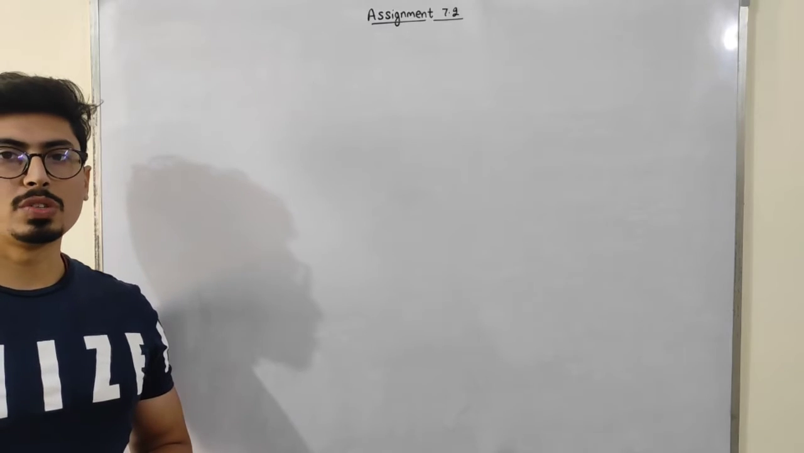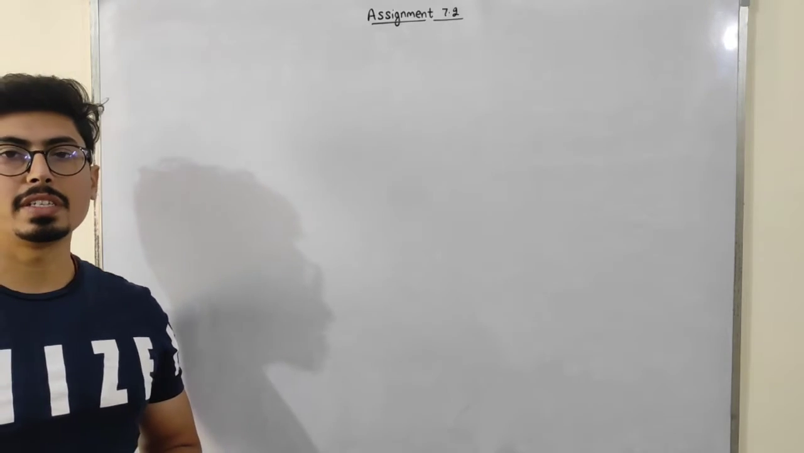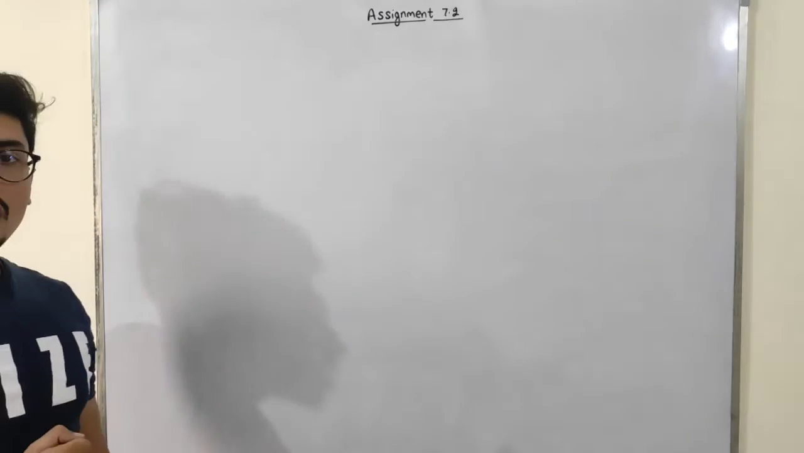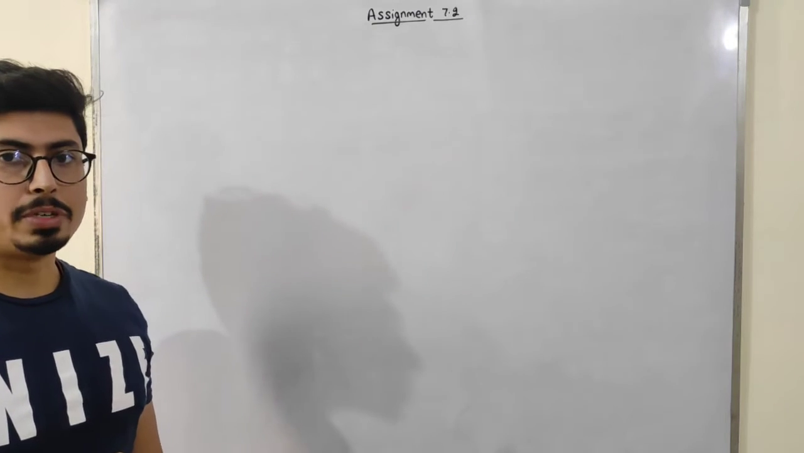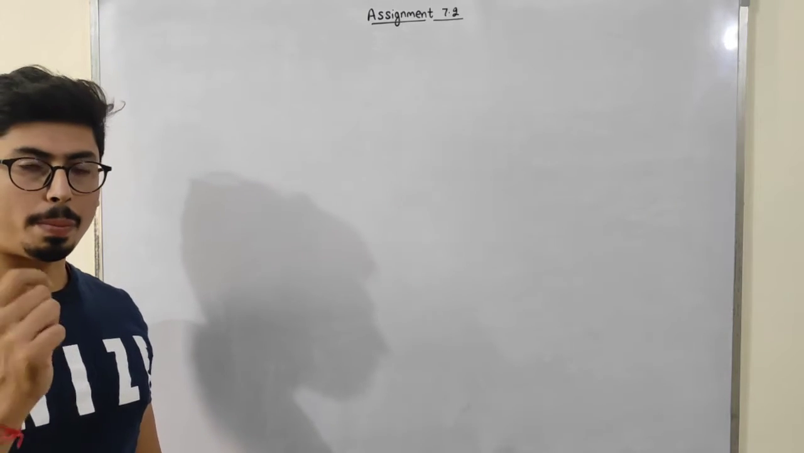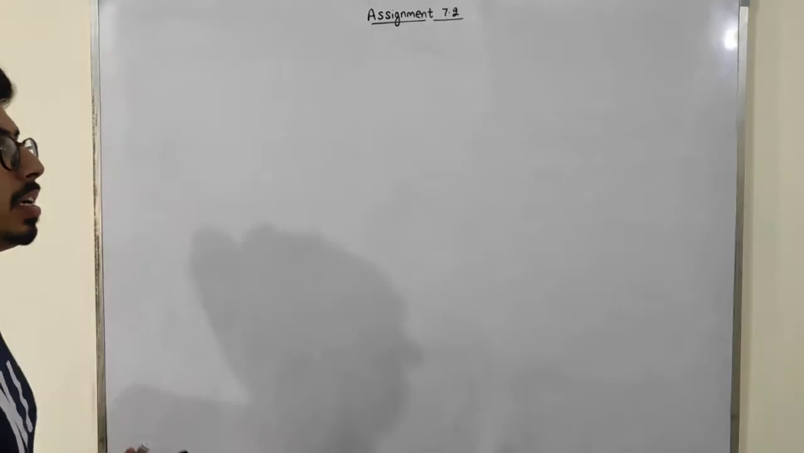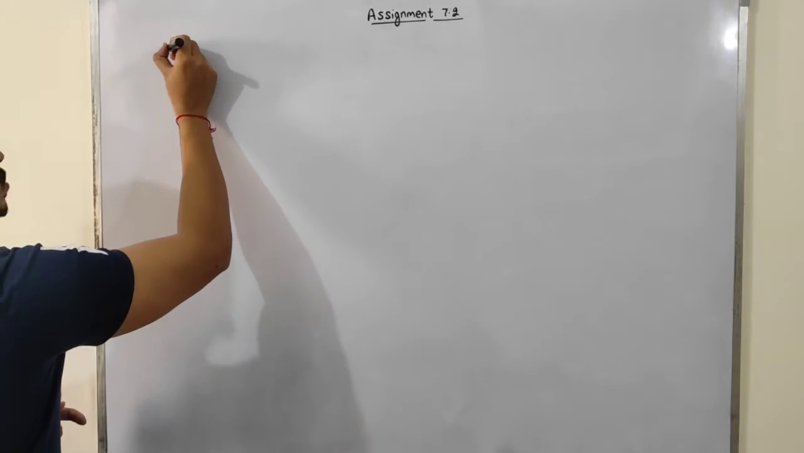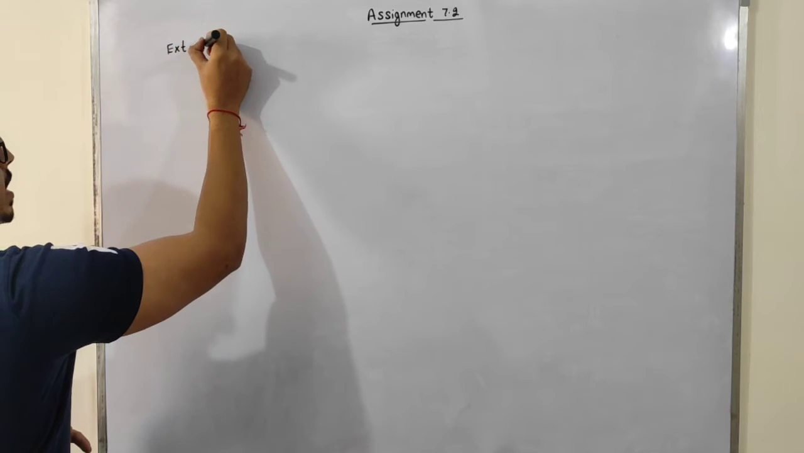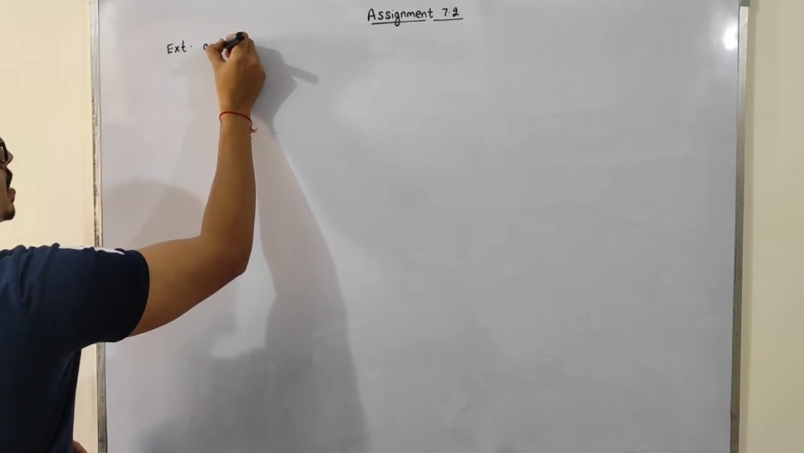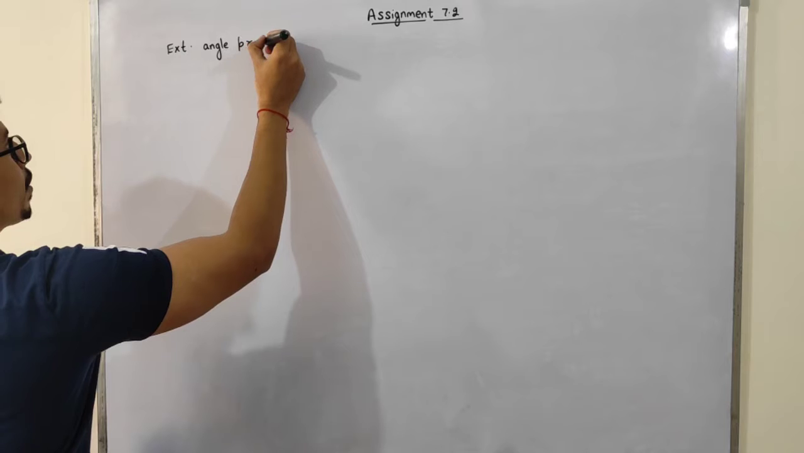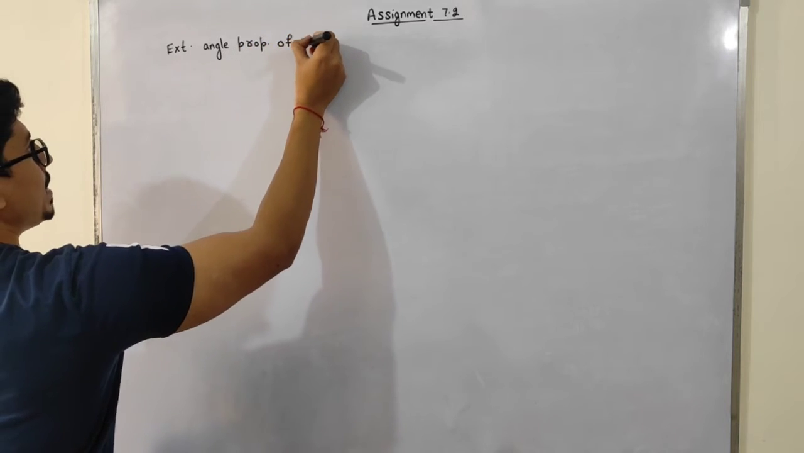In today's class, students, we're going to discuss the next assignment, that is assignment 7.2. So before starting that assignment, I'm going to discuss a property with you, that is the exterior angle property of a triangle. What is the exterior angle property, students? See, what does it mean?